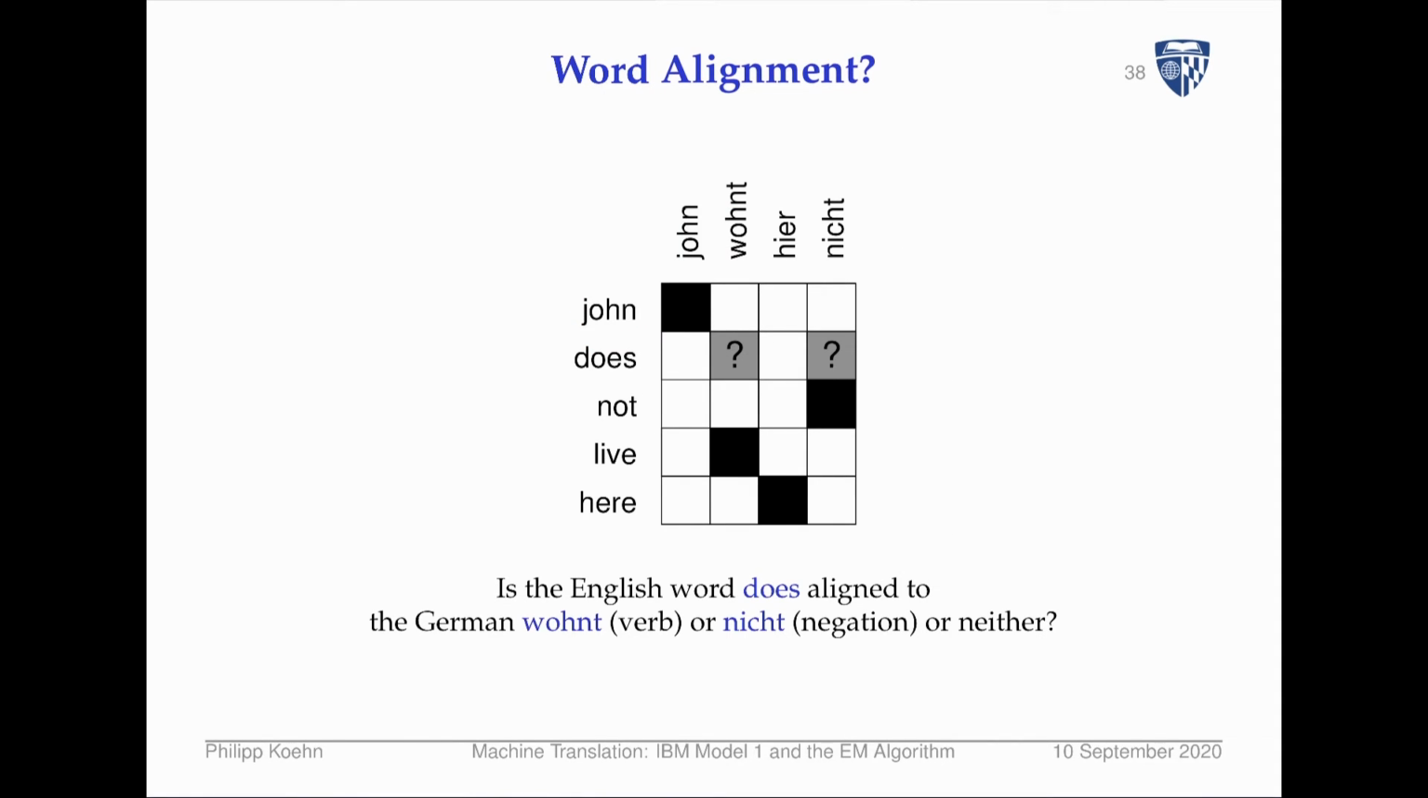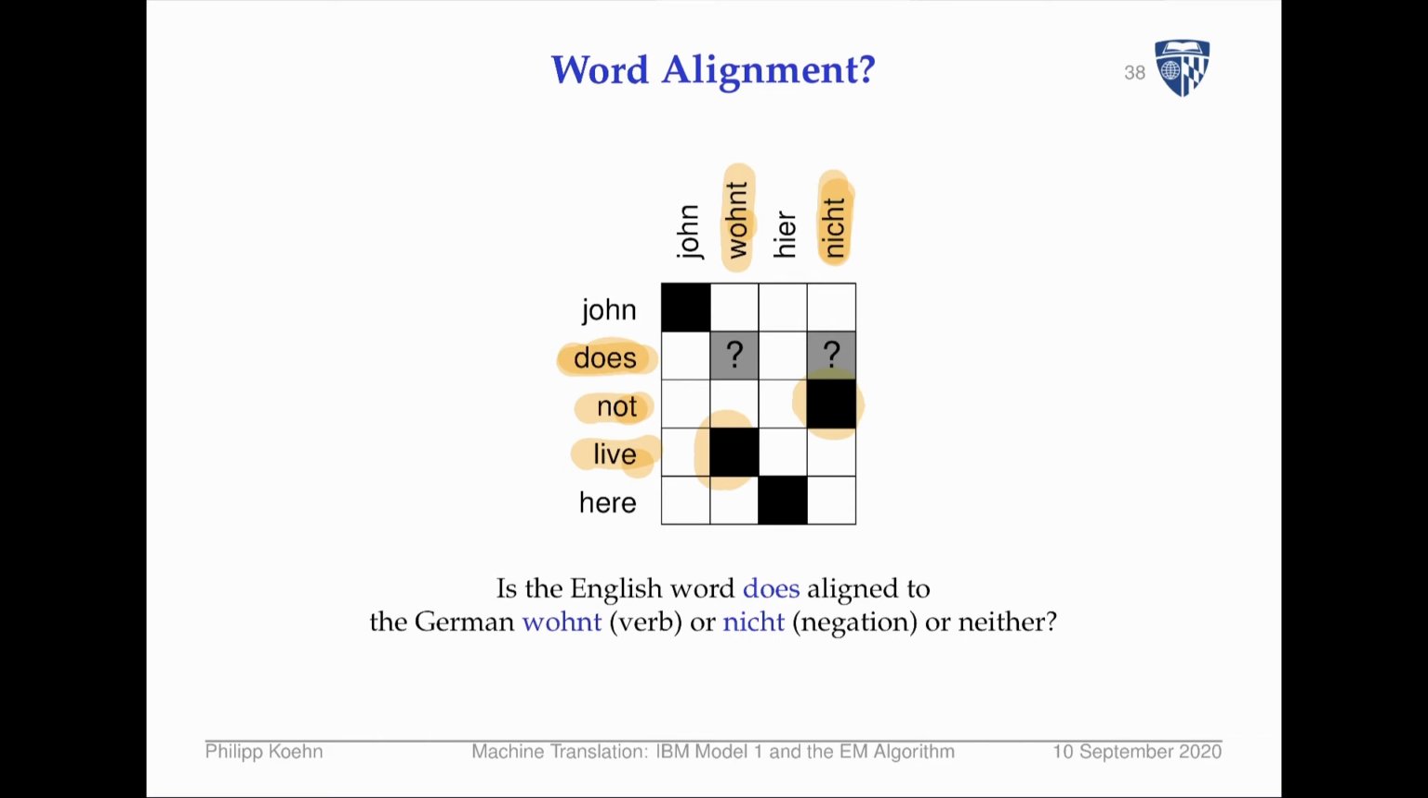Here's a clearer example for the kind of arguments you have to go over. So in English, you have this negative construction does not live, so the word does occurs in there, while in German it's just pretty much this means lives and this means not. So we're very clear about this point here, wohnt and live, and very clear about this point here, not and nicht. But what happens with the word does?